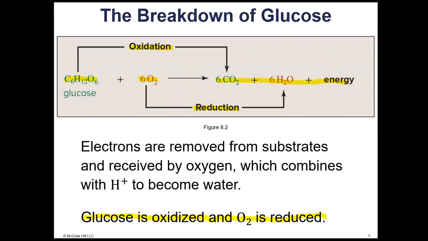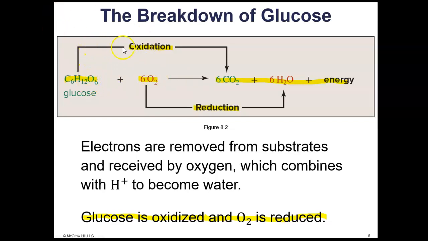This is the overall equation, but it's like photosynthesis. It doesn't just happen in one step. It happens in many, many steps. Many steps have to take place in order for this entire reaction to occur. Now, you also see two words here, oxidation and reduction. If you remember OIL RIG, oxidation is loss, reduction is gain.